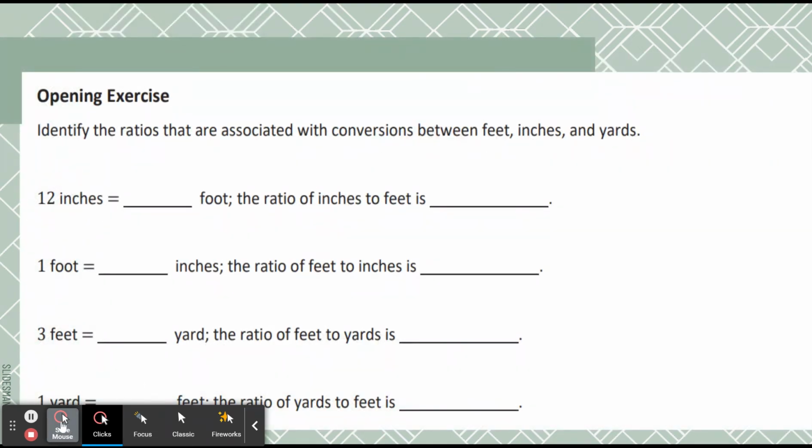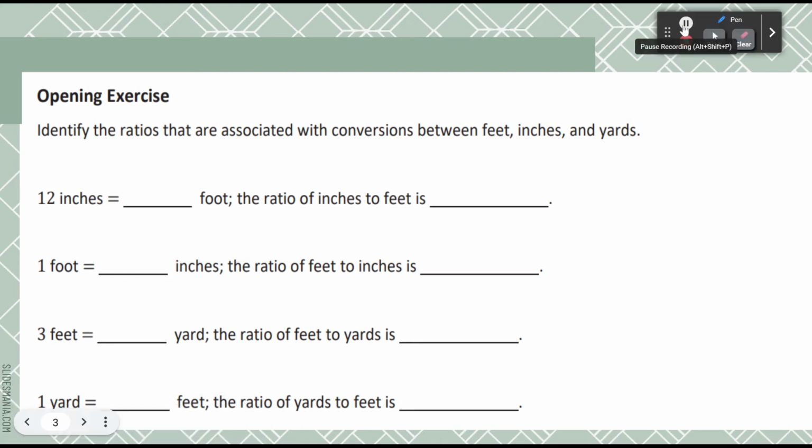On your notes, we are going to take a look at the opening exercise. And today you're going to identify the ratios that are associated with the conversions between feet, inches, and yards.